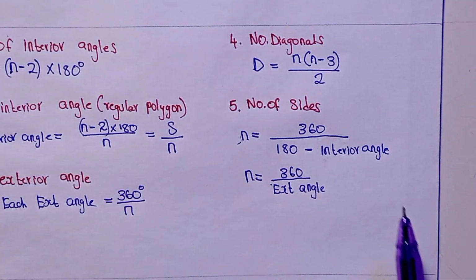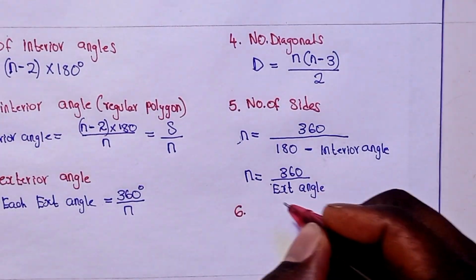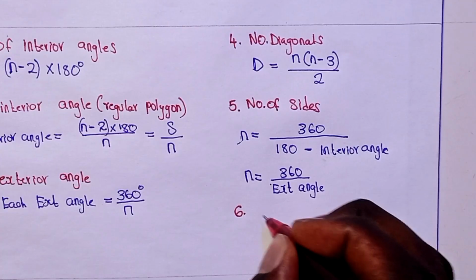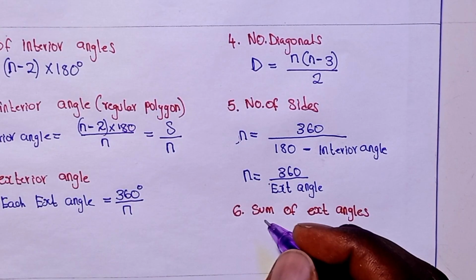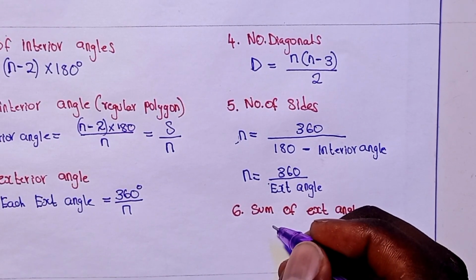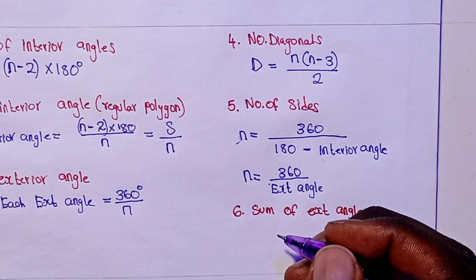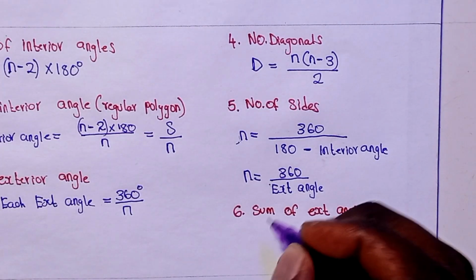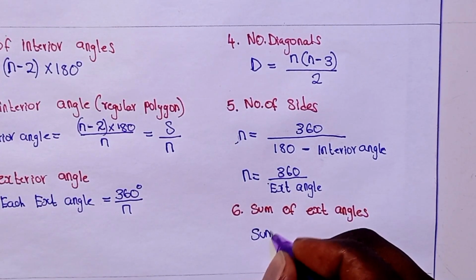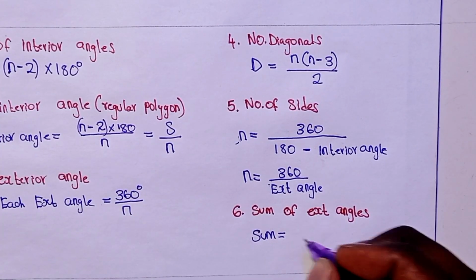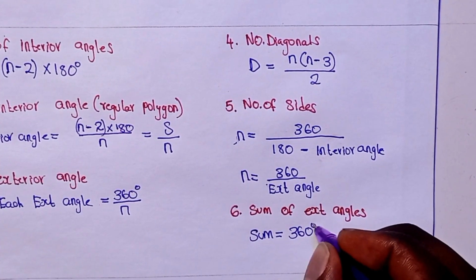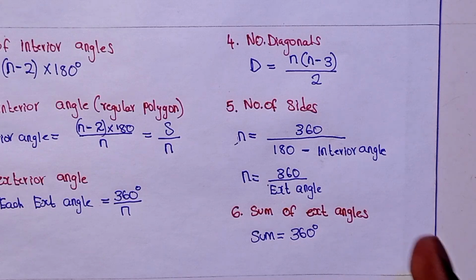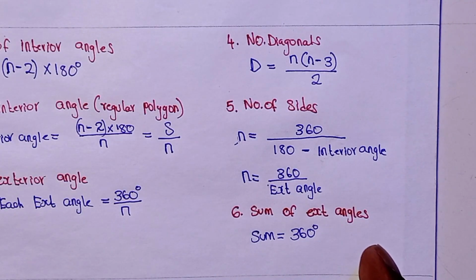So we are going to have another one, that our formula number 6 is the sum of exterior angles. This formula states that for any polygon, the sum of exterior angles is equal to 360 degrees. If you add all these outside angles, it's going to give us 360 degrees.